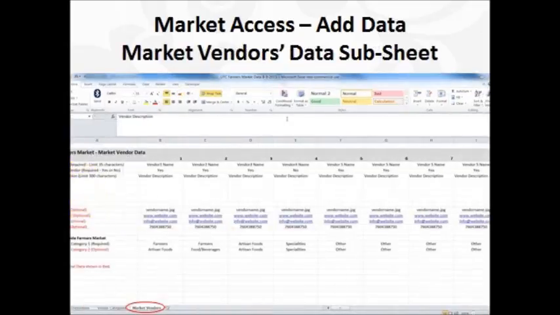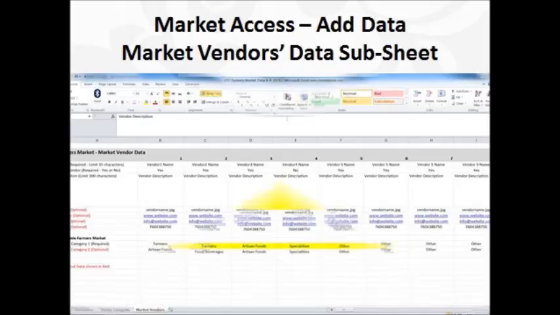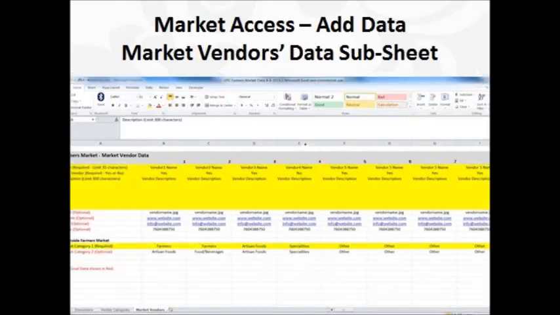Now let's move to the market vendor subsheet. The information highlighted in yellow is required for each market vendor, including the vendor name, the product and vendor description, and show vendor data. Also required are market vendor categories. Each vendor can have up to 2 categories for a given market. Most vendors only have 1 category for a given market.